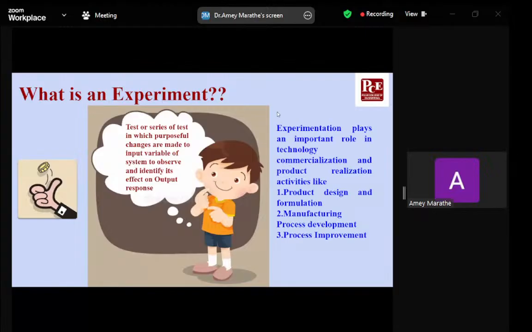And from a technical viewpoint, why do we require experiments? Because it plays a very important role in technology commercialization and product realization activities, like when you design a product or you formulate something. Say for example, it can be a drug development formula, it can be a method in which you can do an experiment, it can be a method in which you can do the manufacturing.